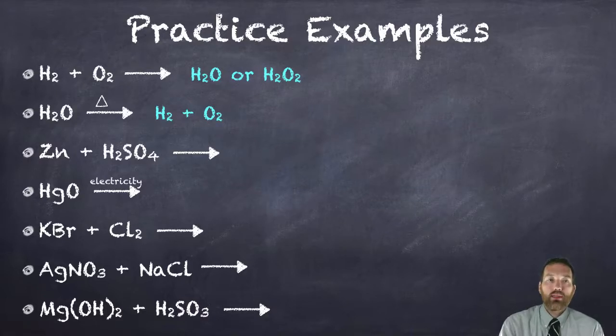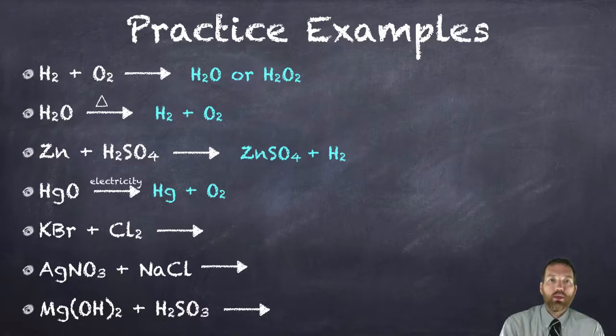Next, we have zinc taking the place of hydrogen. You're going to get zinc sulfate and hydrogen H2 as our products. Next, the HgO is going to decompose or break down to Hg and O2. Remember, O2 is diatomic, so it always has to be paired up with another oxygen.